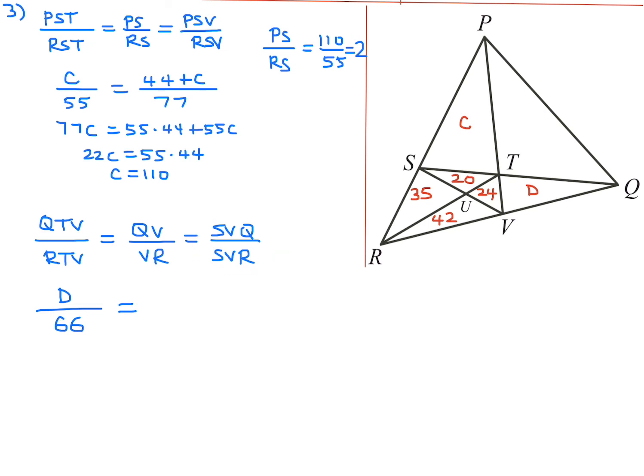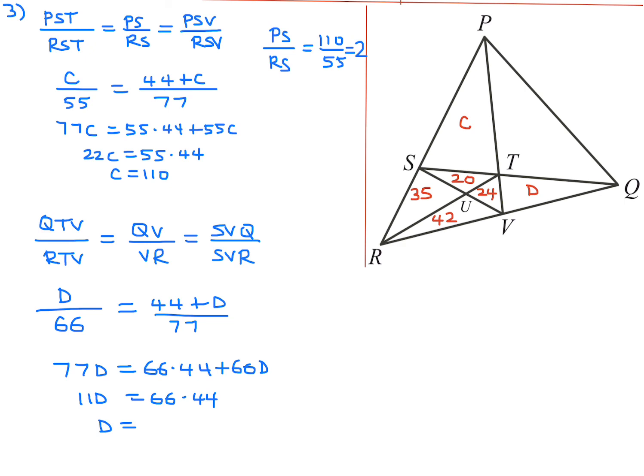And then looking at these ones, SVQ is going to be 44 plus D, and SVR will be 35 plus 42, that's 77. Okay, same story. Let's cross multiply. 66 times 44, and then plus 66D. So that's going to be 11D is equal to 66 times 44. And when you solve for D, you get a value of 264.